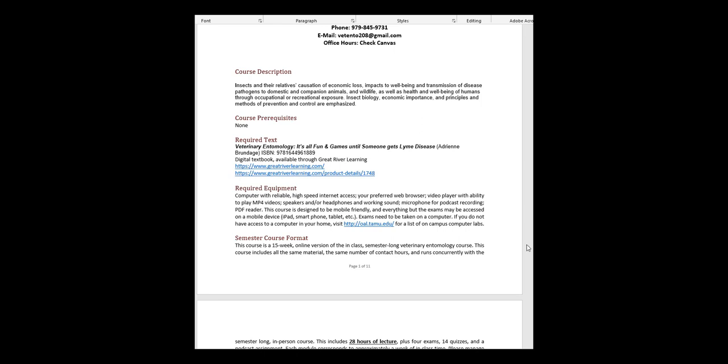Now, in order to be successful in this class, you do need some equipment. It's fully online, so you need to be able to get to the online class. You're going to need a computer with reliable high-speed internet access, your favorite web browser. I personally use Chrome, but you can use pretty much anything. If you are having problems getting access, go on to the IT website and see what web browsers they suggest you should use. You're going to need either speakers or headphones because I'm going to be talking at you for a lot of this. You'll need a video player with the ability to play MP4 videos.